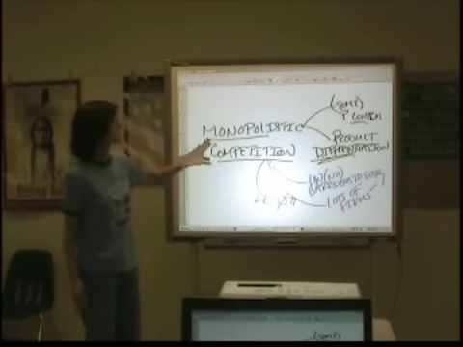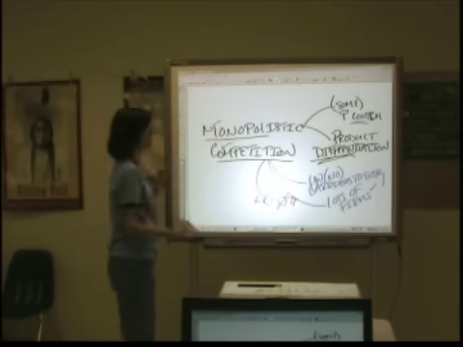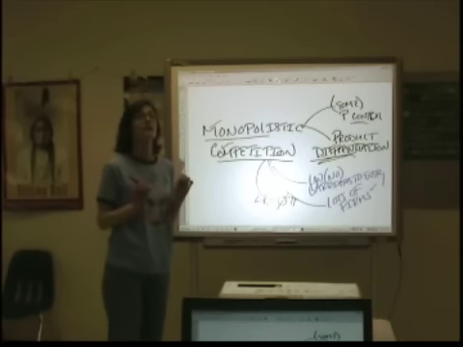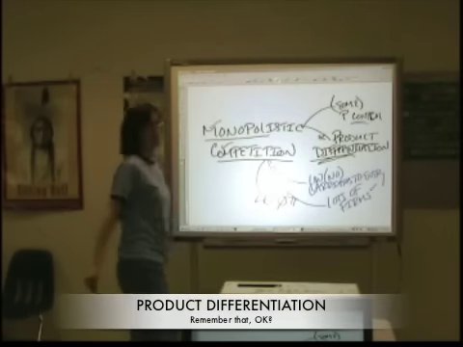So monopolistic, again, a little bit of a hybrid. You got a little bit of monopoly, you got a little bit of competition. But if you want the key defining characteristic for what makes this market, it's right here. You got to remember that.